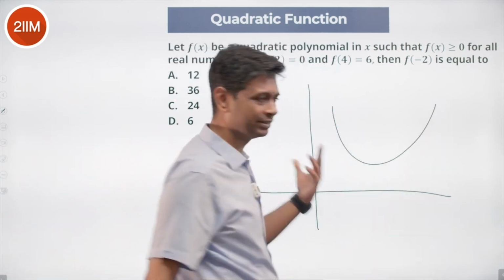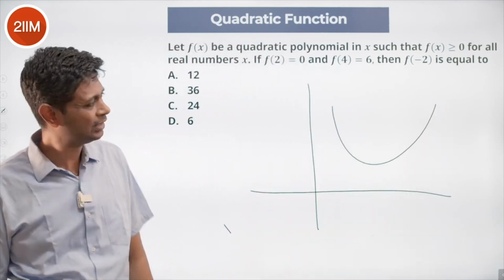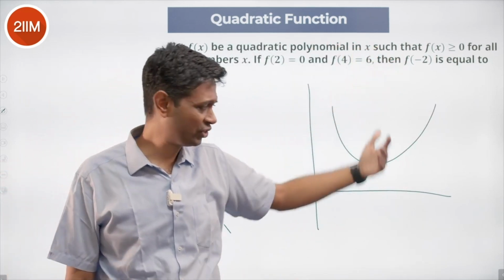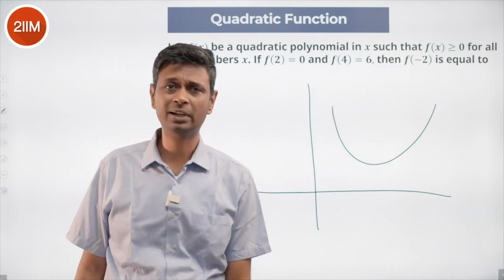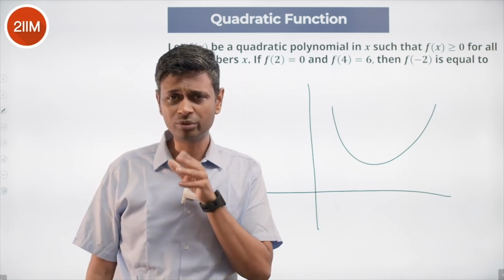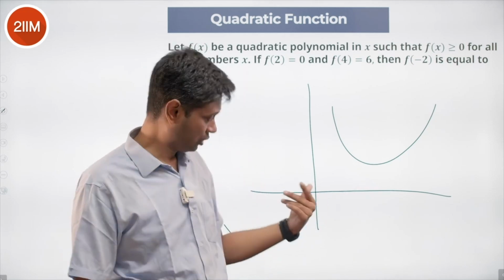Like something like this, a curve like this. Right? So a curve that is completely above the x-axis, where it doesn't touch it, because if f of x were 0 for some number, it would touch the x-axis. Wherever it goes to 0, it will cut the x-axis at those points. This is a graph like this.